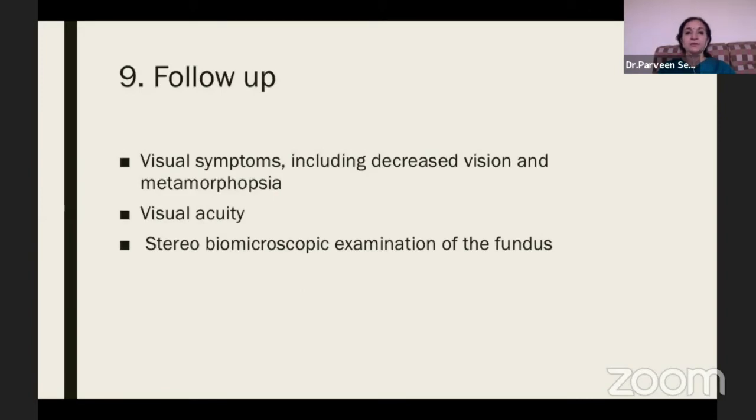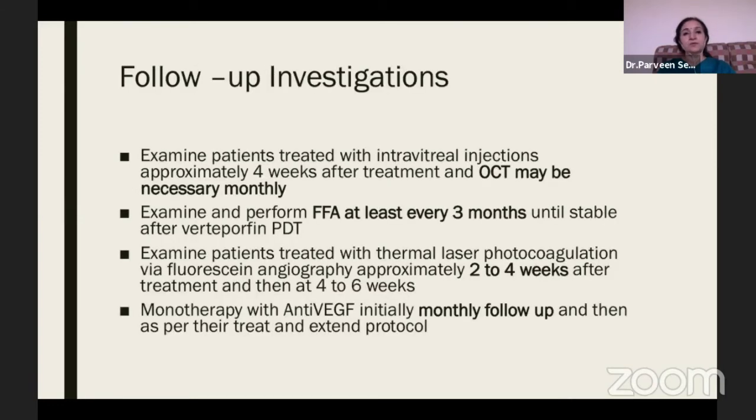Again, record visual acuity every time, do a stereoscopic examination, and OCT may be necessary almost every month. FFA only if PDT has been done, then you may consider once in 3 months. And if you have done thermal laser, usually the best time to see is about 2 to 4 weeks, to check whether your thermal laser is adequate or not.